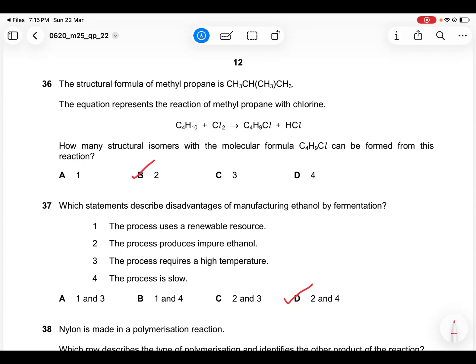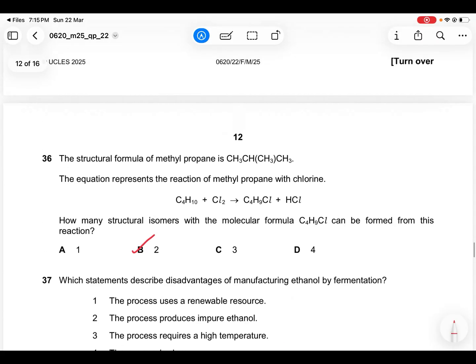The structural formula of methylpropane is CH3CH(CH3)CH3. The equation represents the reaction of methylpropane with chlorine. How many structural isomers with the molecular formula C4H9Cl can be formed from this reaction? So we have to find out how many different structural isomers can be formed. Okay, so we have C4H9Cl, so we have butane. So I will just draw the structure, 1 2 3 4. Now I can put chlorine on the first carbon atom, then I can shift chlorine from the first carbon to the second carbon atom. Now these are the only two possibilities which I can have.